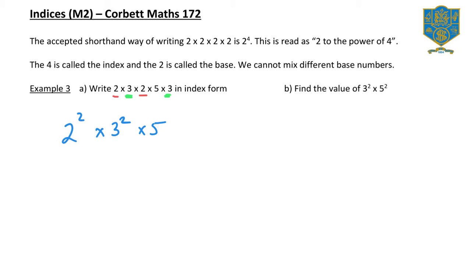Example B, then: find the value of 3 squared times 5 squared. So 3 squared means 3 times 3 multiplied by 5 times 5. And then we have 3 times 3, which is 9, and 5 times 5 is 25. And 9 times 25 is 225.